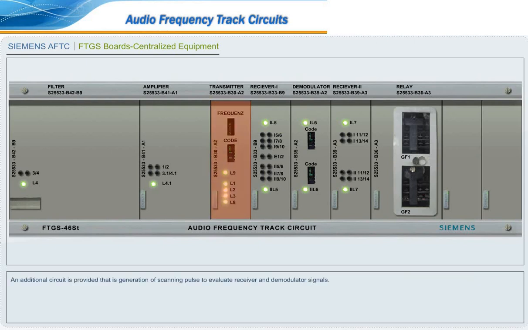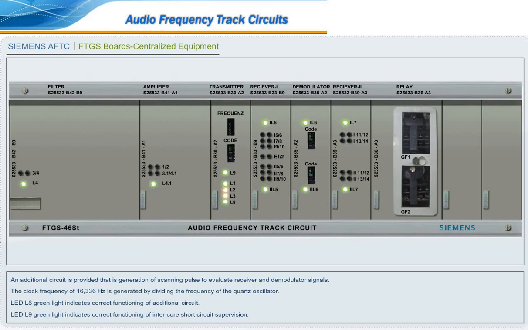An additional circuit is provided, that is, generation of a scanning pulse to evaluate receiver and demodulator signals. The clock frequency of 16,336 Hz is generated by dividing the frequency of the quartz oscillator. LED L8 green light indicates correct functioning of the additional circuit. LED L9 green light indicates correct functioning of the intercode short circuit supervision.